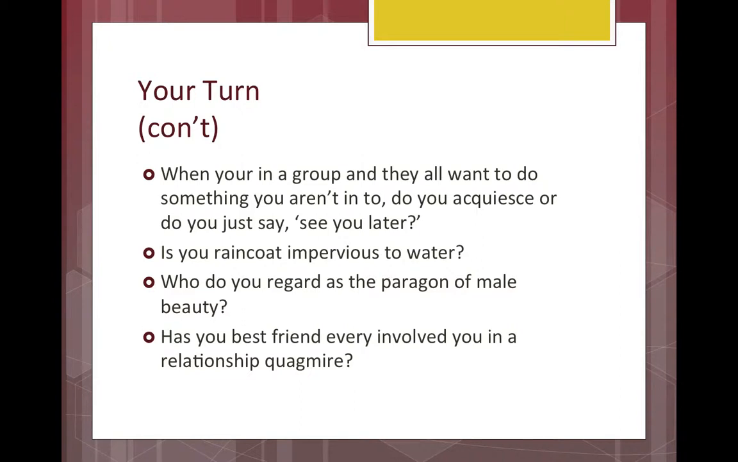Has your best friend ever involved you in a relationship quagmire? So quagmires will often involve people and complicated situations. Maybe she's brought a friend into the group that you all don't get along with and nobody knows how to tell her and you just don't know how to solve the problem. That's a quagmire.